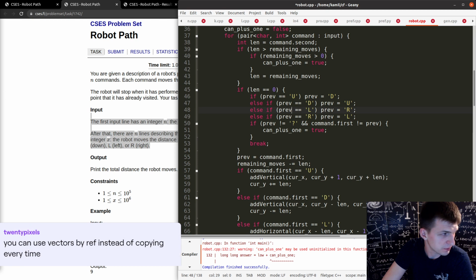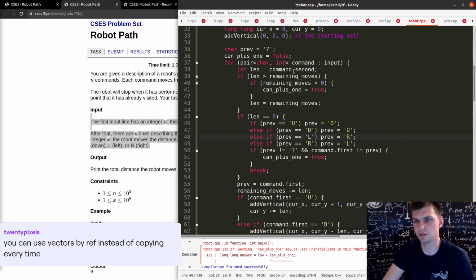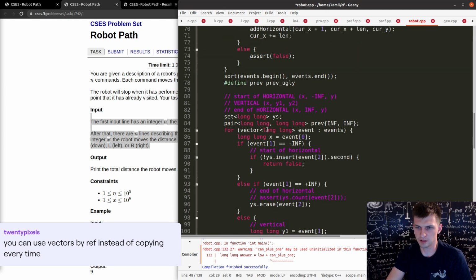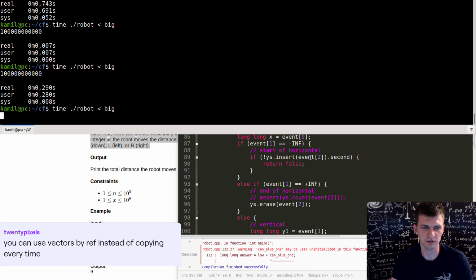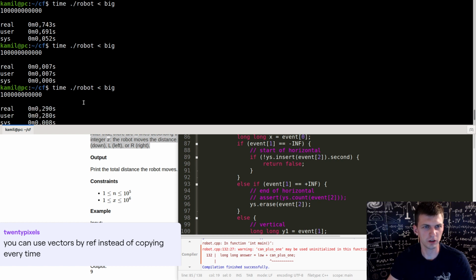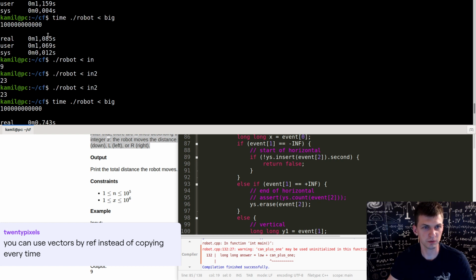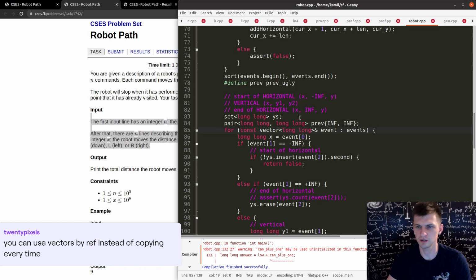I can use vectors by reference. I can, you're right. But it shouldn't... Using set here for those vectors should be more important. Way more important. Still, let's do this. We got down to 1 second from 1.08, so it was significant.